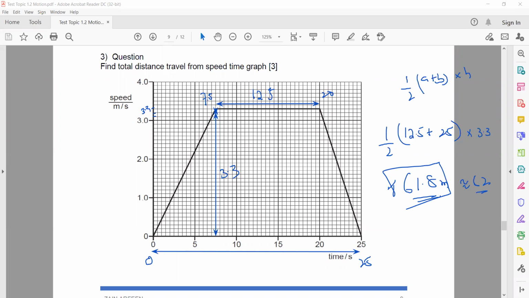Is it clear? Question 3. I'll share another link and discuss the remaining two questions. Anyone having a doubt?